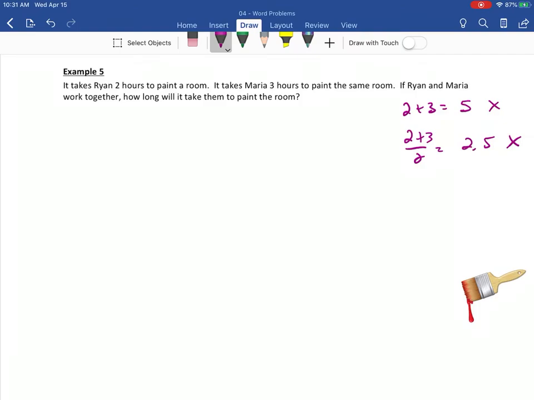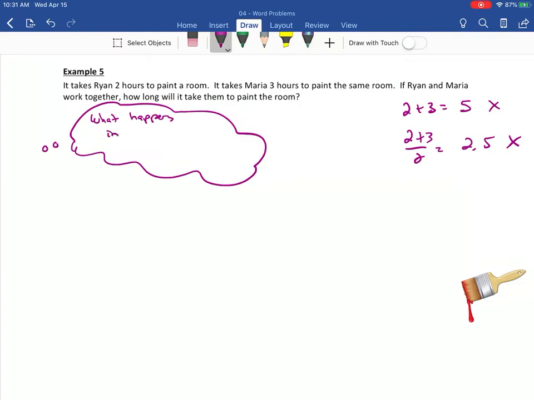There are plenty of ways to do this, and your textbook presents a way to do it, and you should definitely check that textbook version out as well. I'm going to show another way to think about this problem that really helps. In my thought bubble here, I'm going to ask, what happens in 1 hour? One hour is a good time to think about because it's a nice whole number, and it's easy to think about what happens in 1 hour.